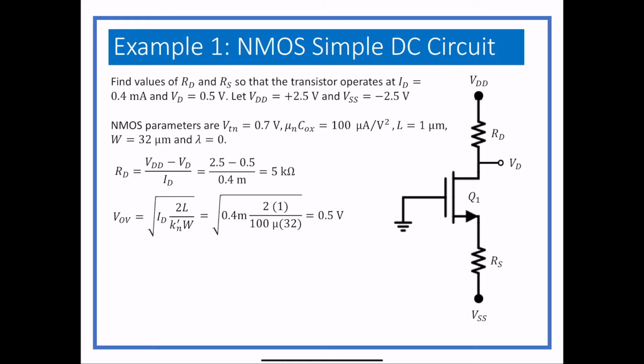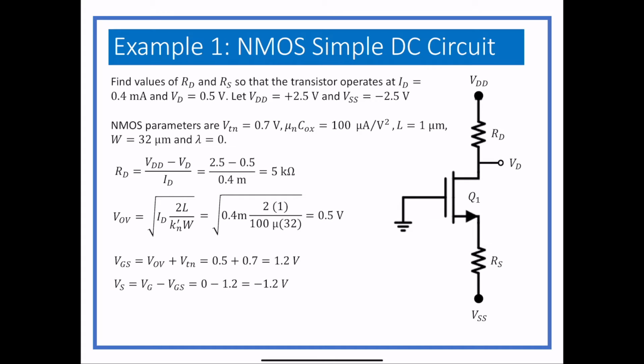So we can find VGS because that's the overdrive voltage plus the threshold voltage. So we just add the threshold voltage to the value of the overdrive voltage, and we get 1.2 volts. And then we can find VS because VS is the voltage at the gate minus VGS. So when we do that, we get minus 1.2 volts.